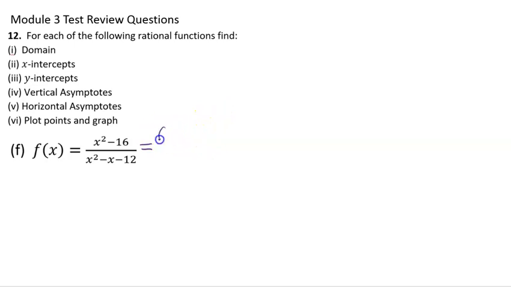So x squared minus 16, that's x plus 4 times x minus 4. Remember, that's the difference of squares. Denominator multiplies to be 12, adds to be -1. That's x minus 4.